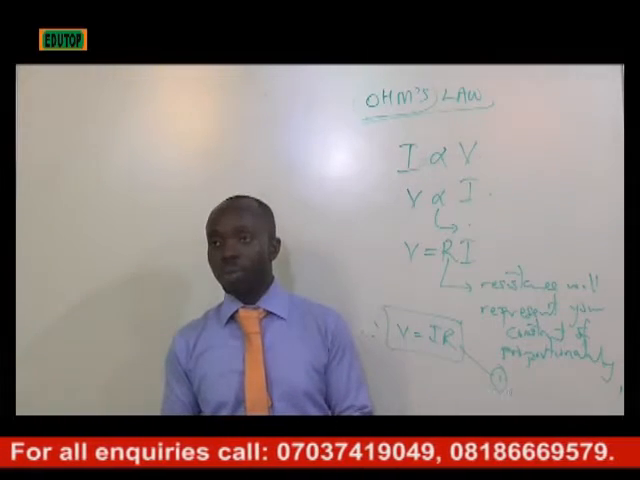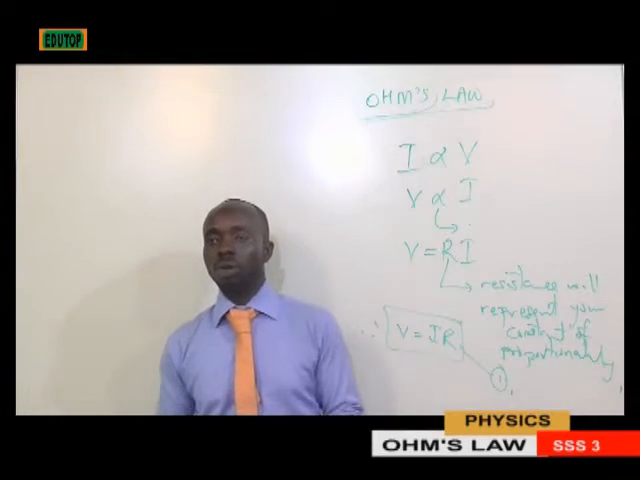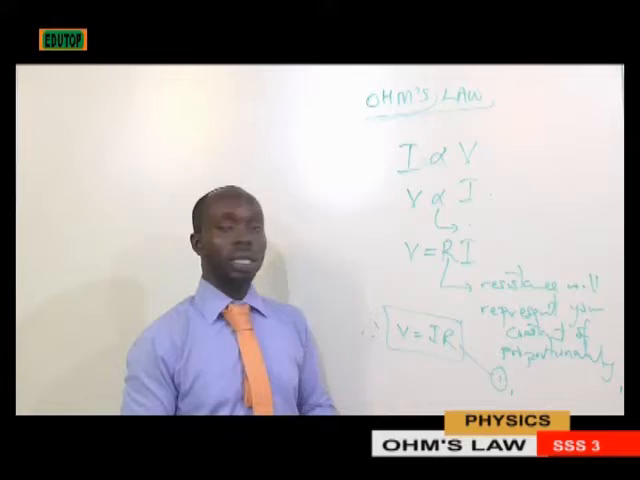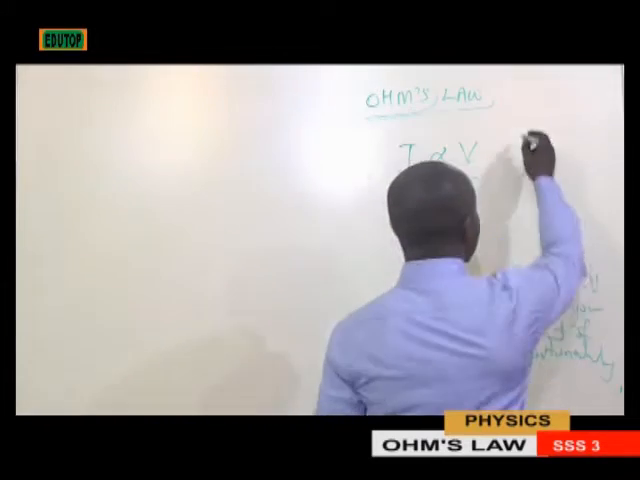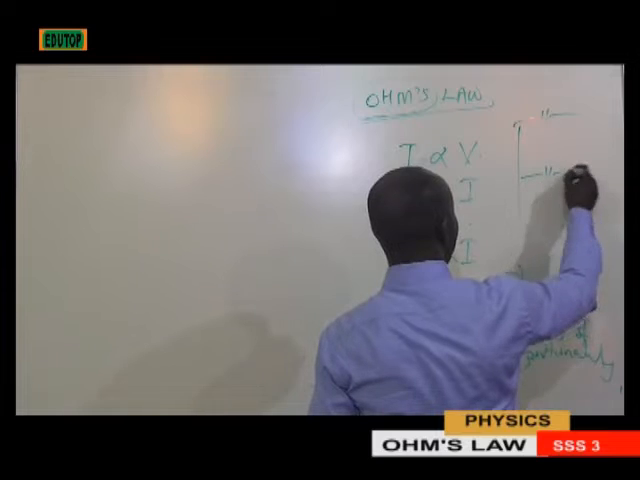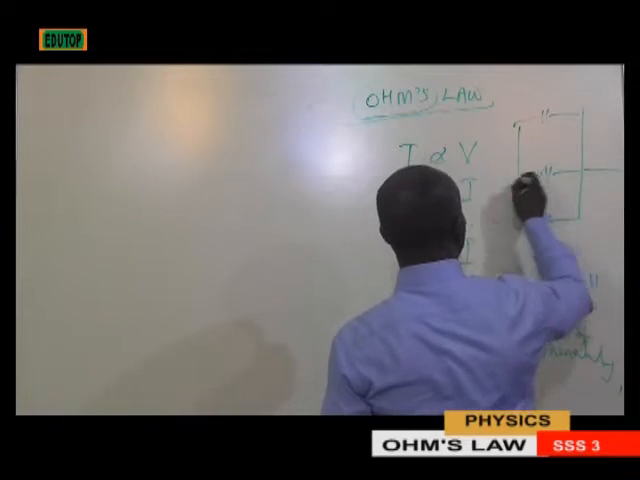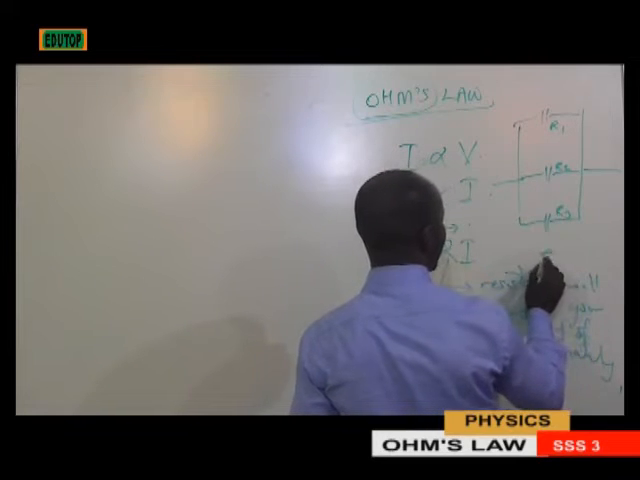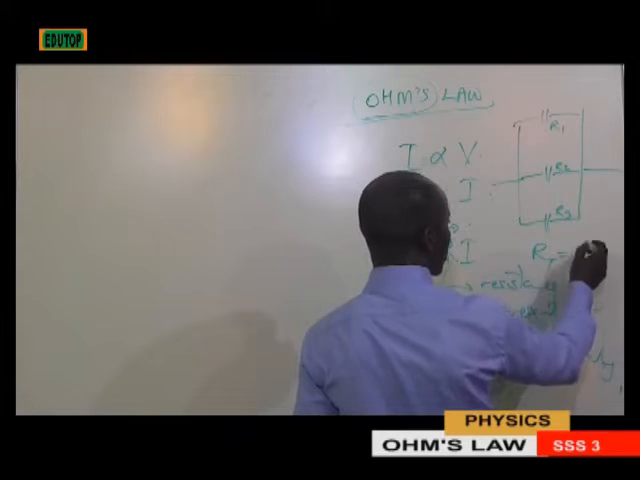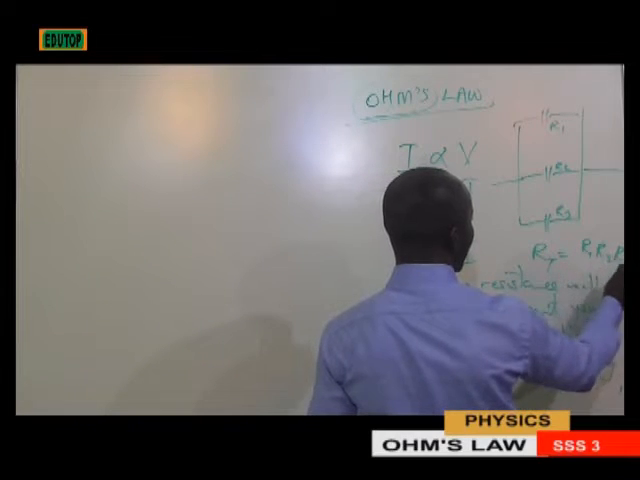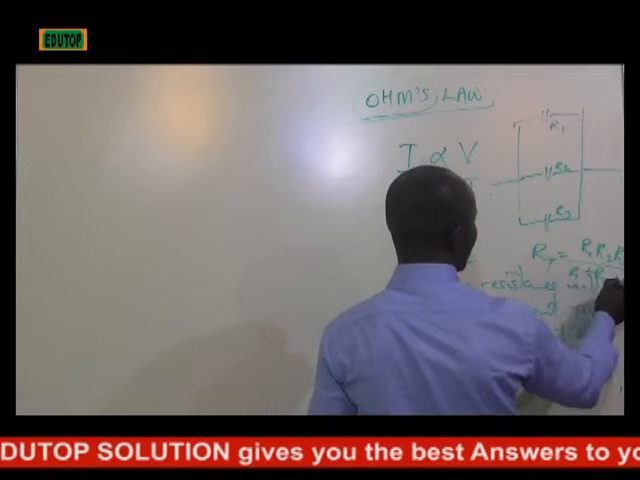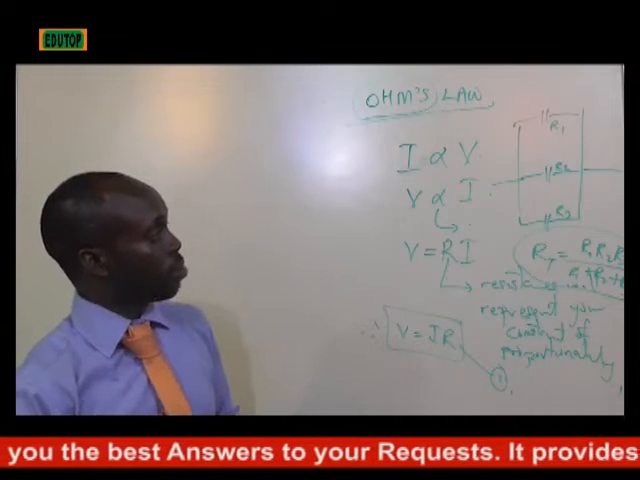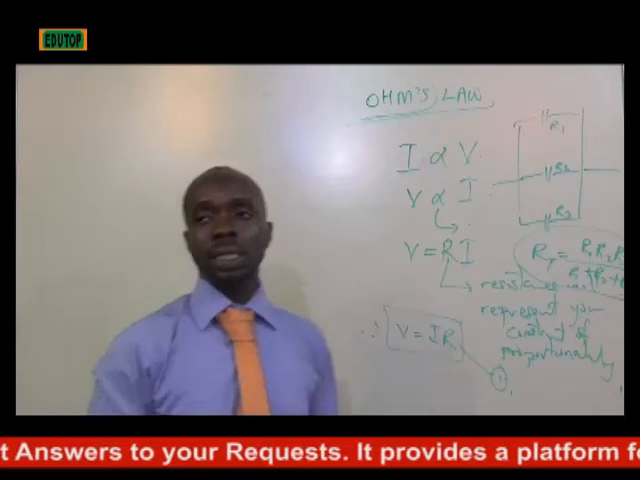Now let's proceed to resistance in parallel. Under resistors in parallel, we spoke about how they are arranged. When you have something like this, these are resistors in parallel. If this is R1, R2, R3, how do you get the total resistance? Your total resistance will be R1 R2 R3 all over R1 plus R2 plus R3. That will be the formula whenever you are calculating resistance in parallel.